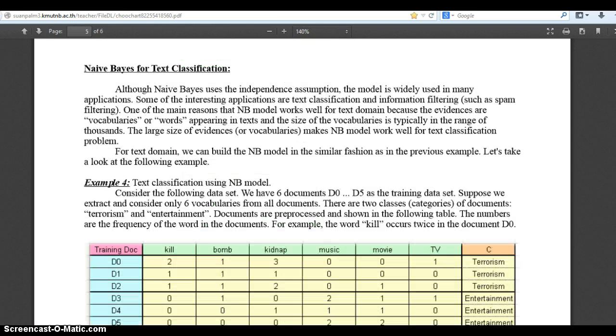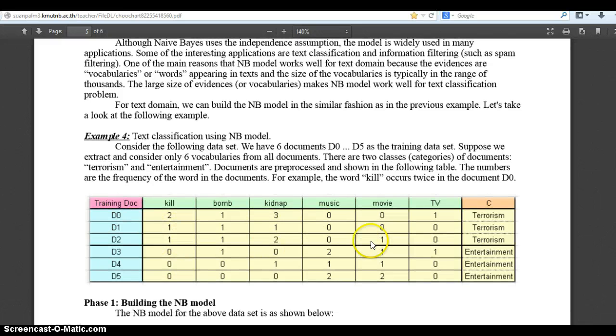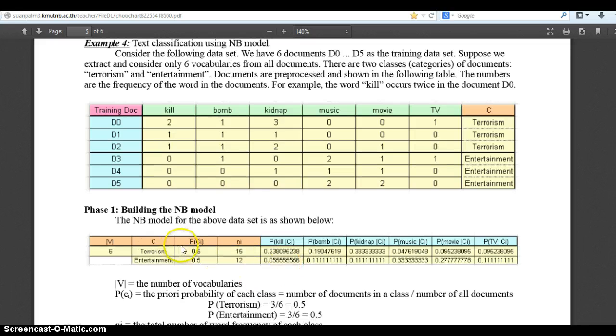Okay, one last example. This one's using text classification. So you're given a training set of 6 documents here, and these 6 features of the words kill, bomb, kidnap, music, movie, and television. And these are the 2 classes. We want to classify these documents as either being in the terrorism class or the entertainment class. So we have our given data, and we build our naive Bayes model off of that.